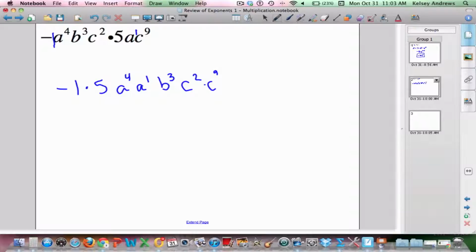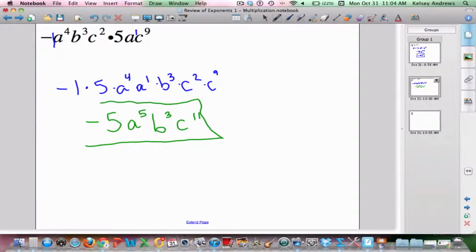And remember that all of these are being multiplied here, so that means that again we're going to use our law that says that we add the exponents. The coefficients in the front, we still need to make sure that we're just multiplying them, so negative 1 times 5 gives us negative 5. Then we have a to the 4 plus 1 gives us a to the fifth. Our b's, this is the only time that we see b's, so we keep our b to the third. And then finally we have c to the 2 plus 9, which gives us 11. So negative 5, a to the fifth, b to the third, c to the 11th.